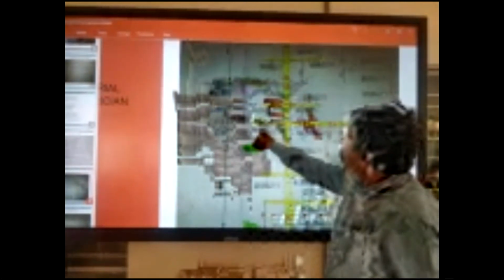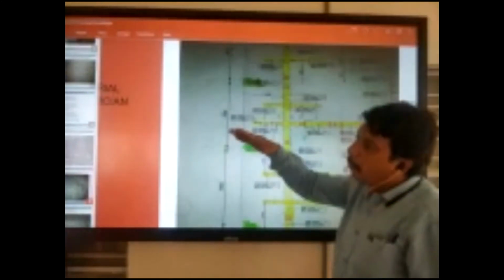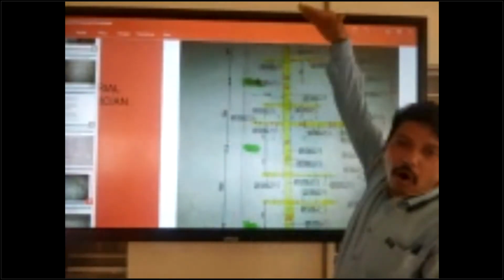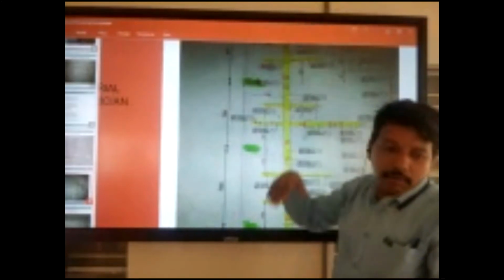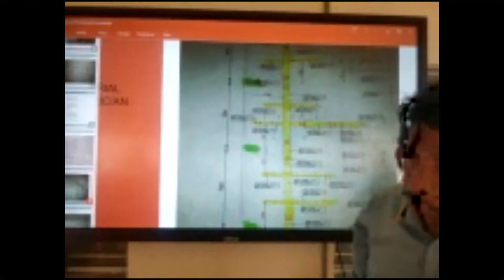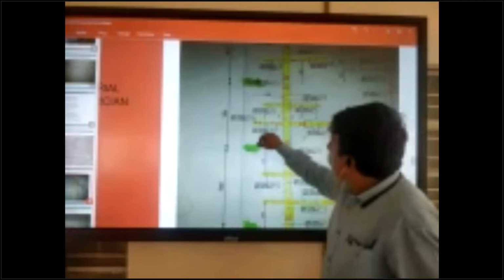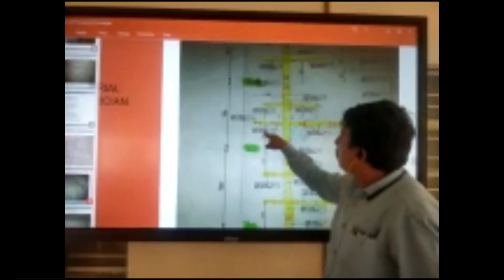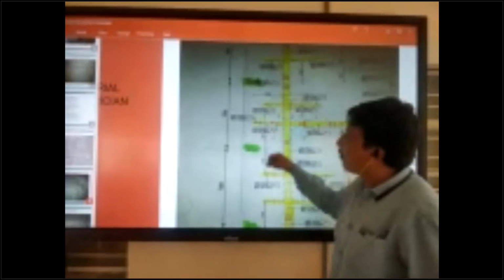3725 mm. What is the meaning of plus? You always write and measure from FFL, the off level, not the minus level. The drawing is always given in mm. Here it is written in mm: 3725 mm.